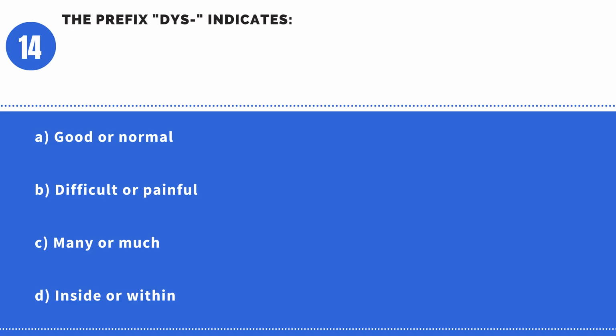Question 14. The prefix dys- indicates A. Good or normal. B. Difficult or painful. C. Many or much. D. Inside or within.